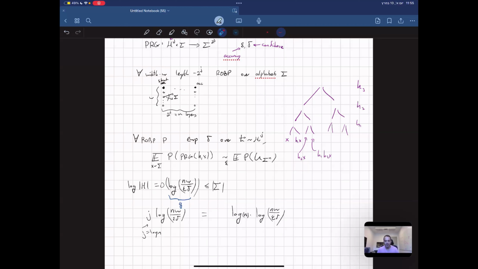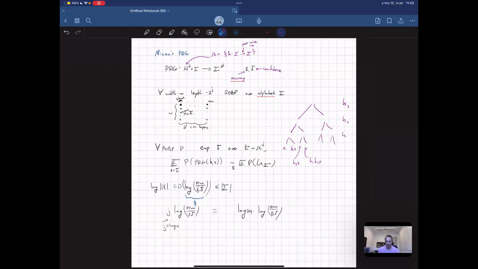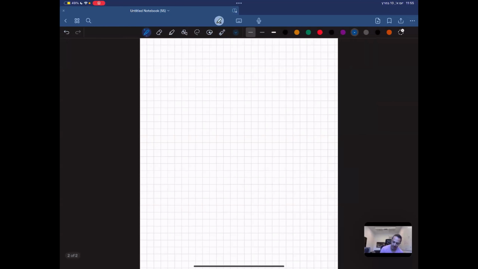Then the space complexity for computing every output symbol of the PRG is G. And also this expectation is taken over only G things, right? Or 2 to the G things. Like this is the sample space size. Good, so that's just a recap on Nissan.